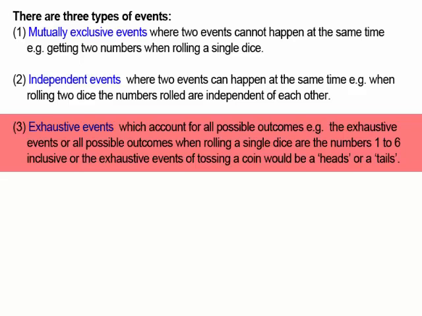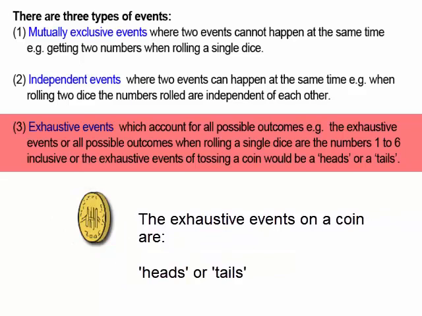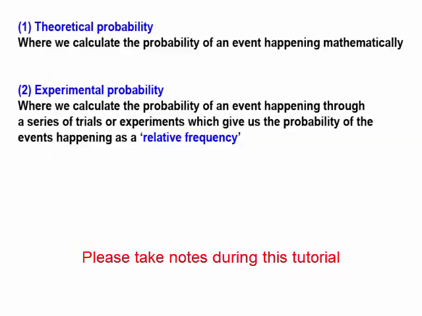Our third type of event is known as exhaustive events. Exhaustive events are a list of all the events possible. For example, if we roll a dice, the exhaustive events possible are the numbers 1, 2, 3, 4, 5, or 6. If we toss a coin, the exhaustive events possible are either a heads or a tails.